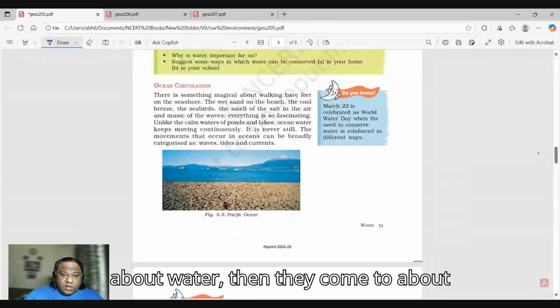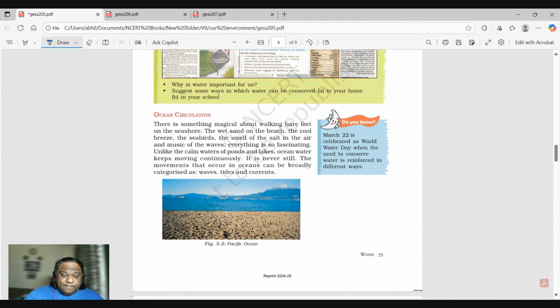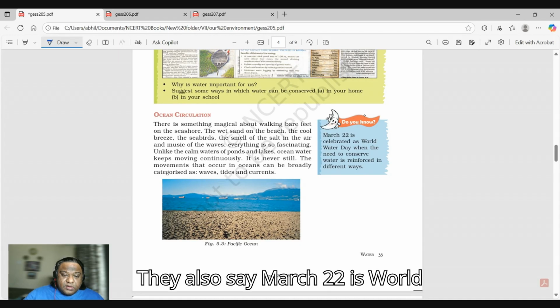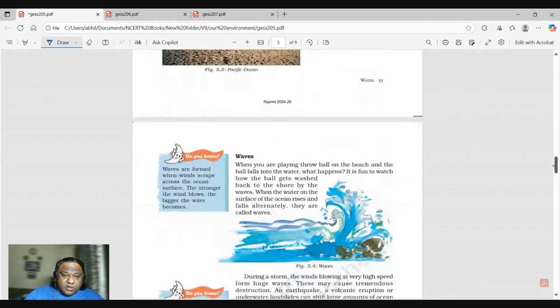Then, talking about water, they come to ocean circulation. In ocean circulation, they speak about how the cold currents and warm currents move. They also say March 22 is World Water Day. We should be able to remember it.